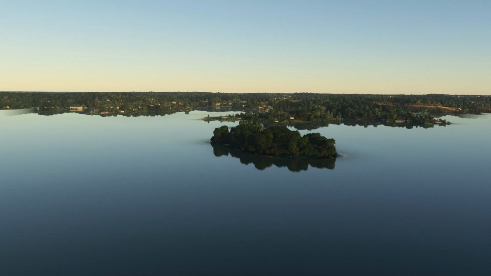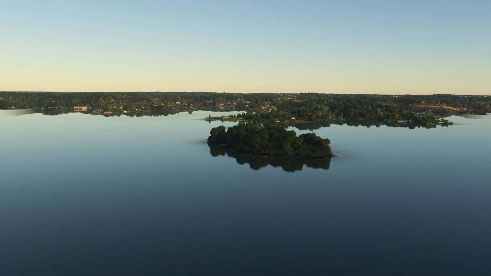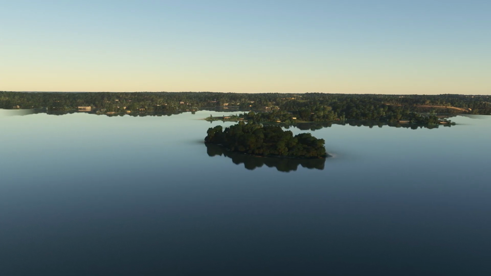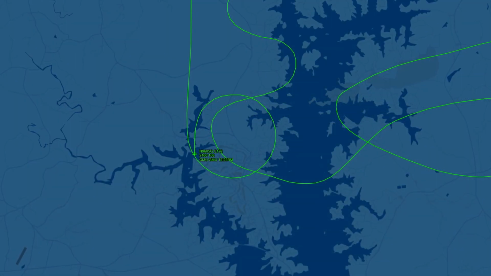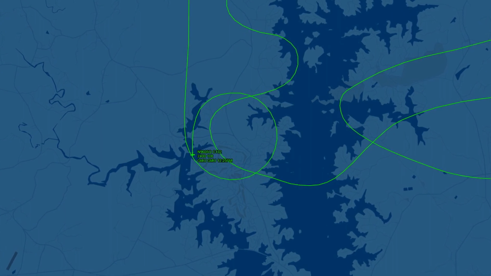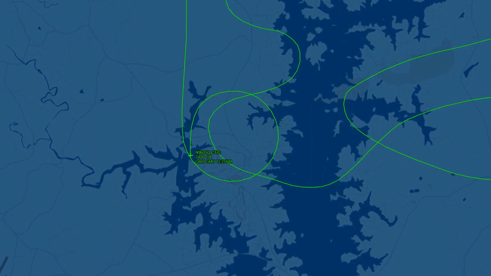So the goal of turns around a point is to circle around a ground reference point and to maintain a constant radius in the turn. If a turn around a point is done correctly, the flight path should form a perfect circle around the reference point with constant radius turns.